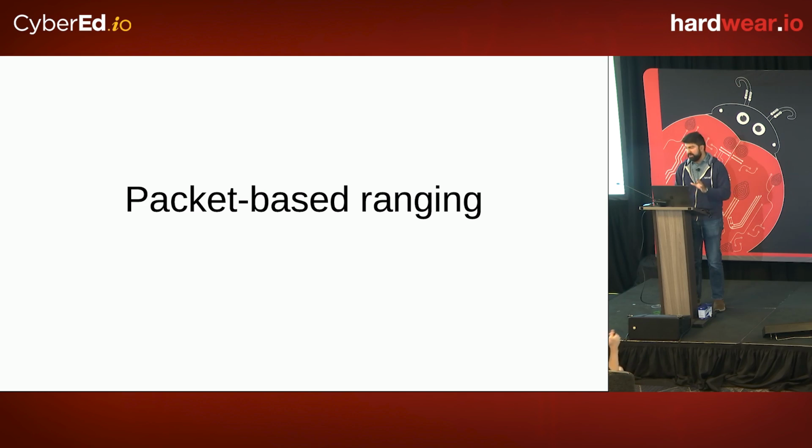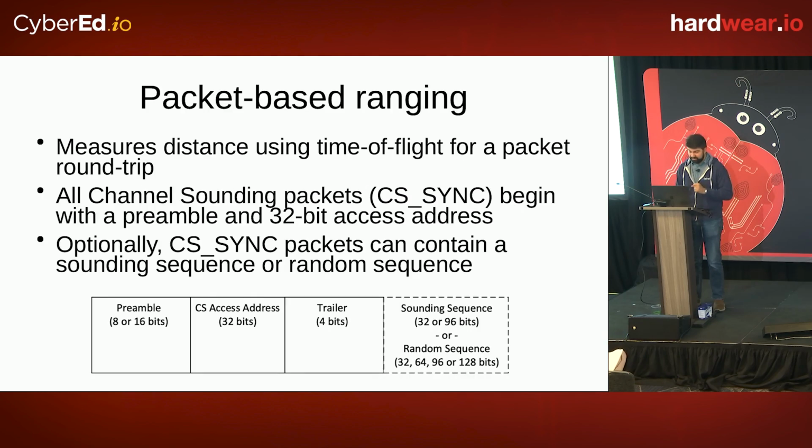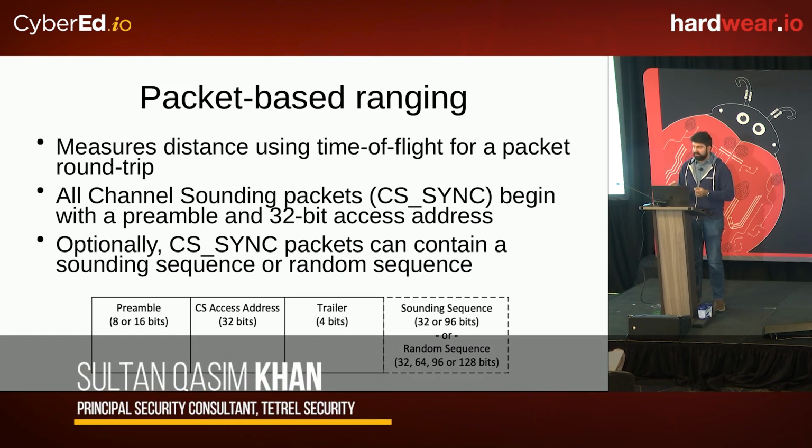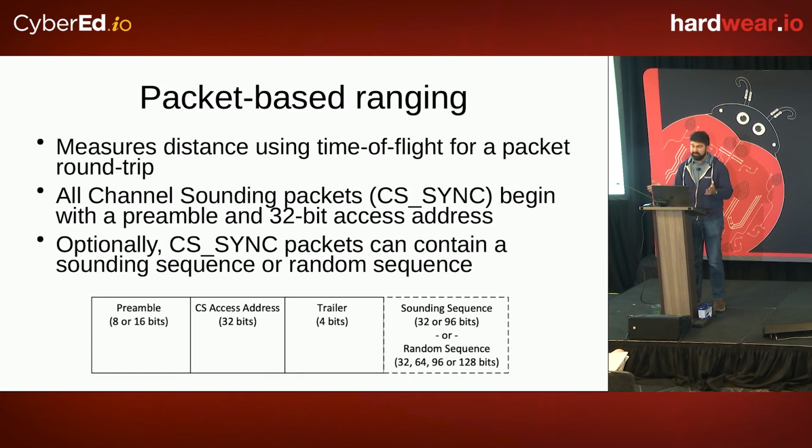Next, I'll go into explaining how packet-based ranging works in a little more detail in channel sounding. For this round-trip exchange, there is a packet type called the CS sync packet. CS sync packets all begin in a manner very similar to other Bluetooth Low Energy packets, with a preamble that'll be just alternating zeros and ones. After that, there's an access address. In channel sounding, the access address is a pseudo-random value generated based on the shared secret, and it changes for every single packet. It's not just consistent for a connection the way it is in regular Bluetooth LE.